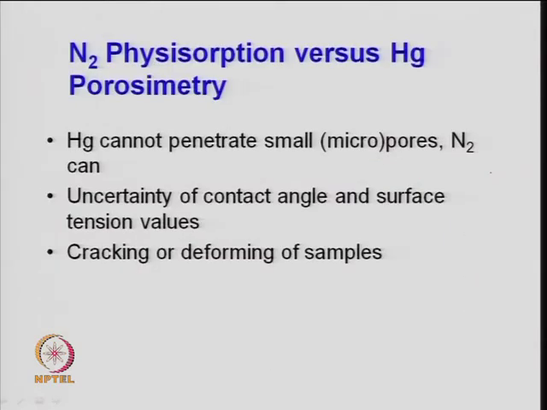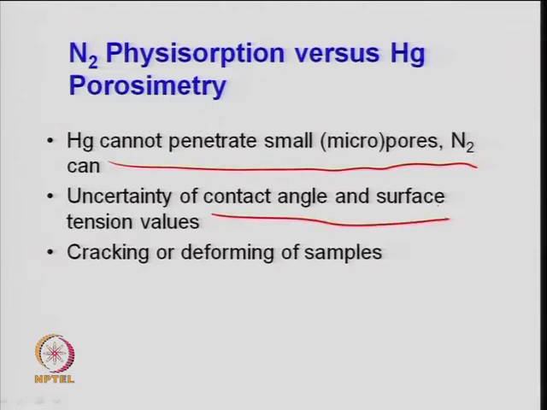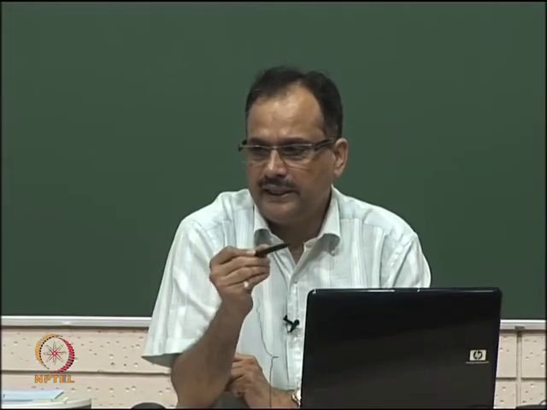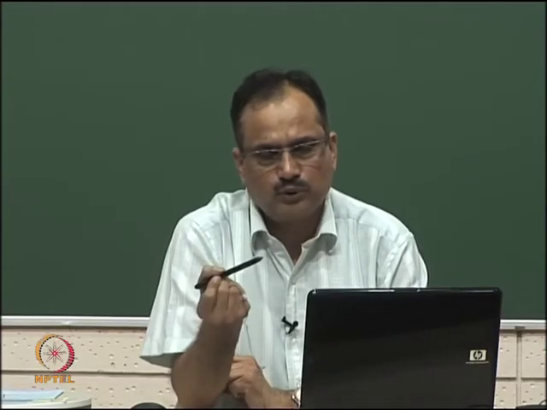Mercury porosimeter can give a kind of BJH plot which I was discussing. The limitation is that it cannot penetrate small pores or micropores, but nitrogen can. That is why the second one, the nitrogen adsorption desorption method, is for the smaller pores. Uncertainty of contact angle and surface tension values is another problem for mercury, because mercury does not wet most solid surfaces. The angle 140 we take most of the time, but it can vary from 130 to 105.